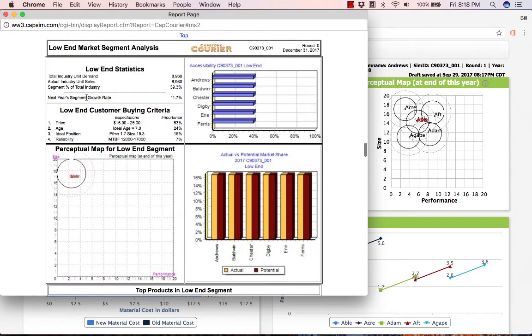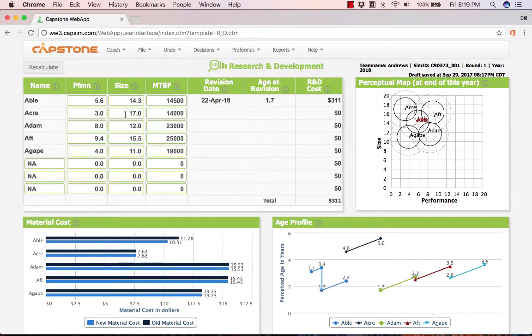What that tells me is that these folks are most interested, to the tune of 77%, in the age of the product and the price of the product. They don't care too much about the positioning of it, and they don't care too much about the reliability of it. They want old and cheap. Now, that is important in making your decisions here, because they want a product that's 7 years old. The only way that a product gets old is by leaving it alone.